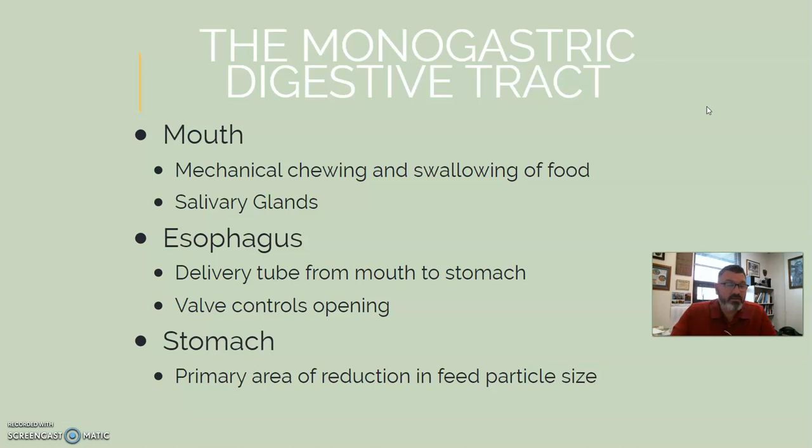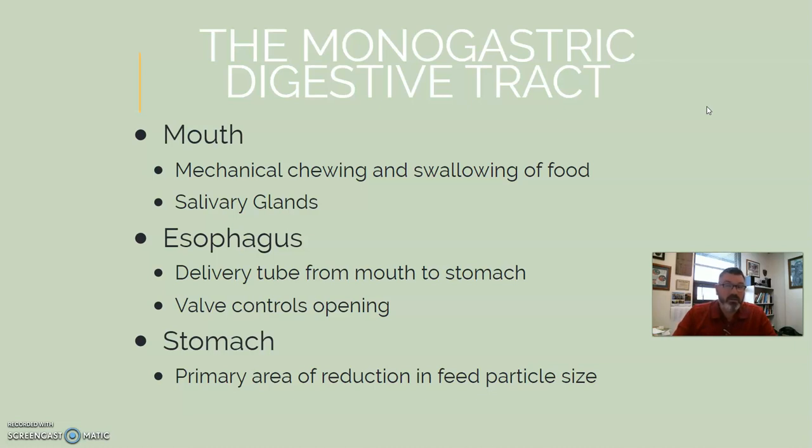The esophagus is just very simply a delivery tube. Just think of a garden hose. There's really nothing important about the esophagus except the fact that it's there. There is a valve at the lower end of the esophagus, and that flapper valve is supposed to keep acids and foodstuffs that are in the stomach from coming back up, or any of those acids from splashing up and eroding the esophageal lining. The stomach then is, of course, the primary area of feed particle size reduction.